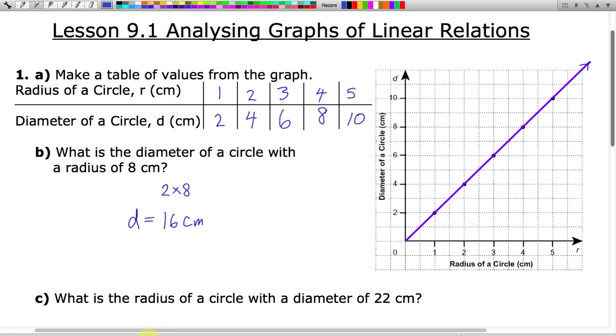Of course, you could actually just look at the table of values and say, well, it's going 1, 2, 3, 4, 5, so if I go 3 more, 6, 7, 8, that's the correct r I'm looking for. I could just go 3 more spots in d. So 2, 4, 6, 8, 10, 12, 14, 16. So 16 is the diameter that we're looking for.